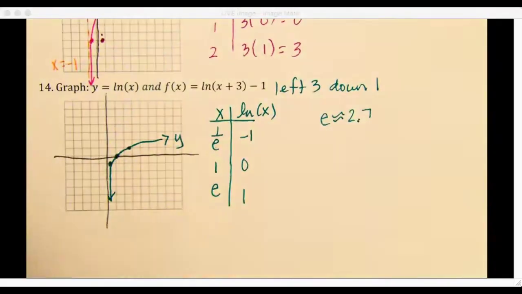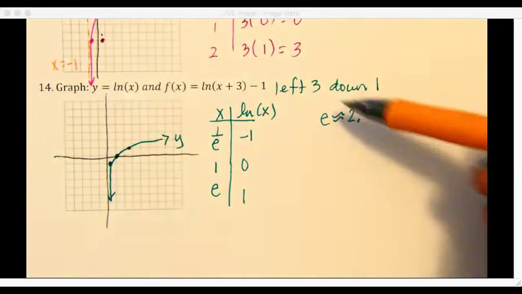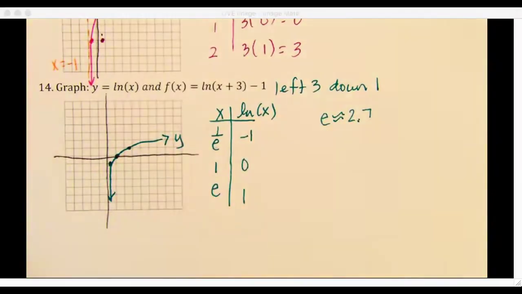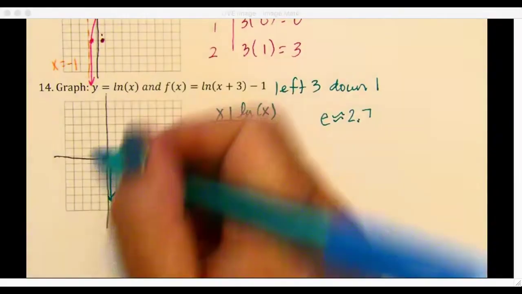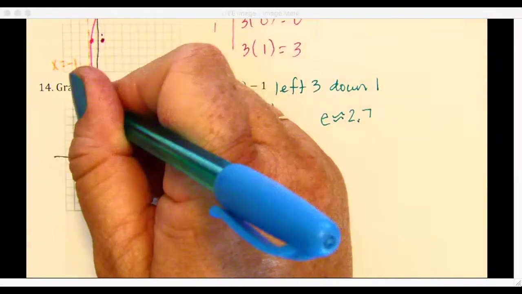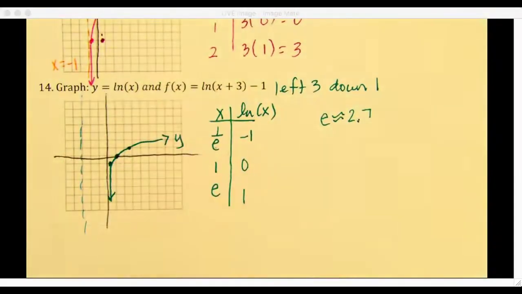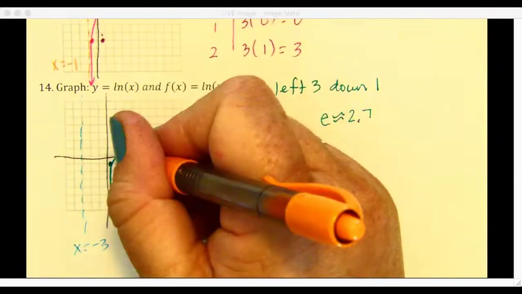And then we will graph f of x, which is shifting all of those points left 3 and down 1. Moving left 3 also moves my vertical asymptote. So instead of being at the y-axis, it's moved left 3. My vertical asymptote is here at x equals -3. And all of these points are shifting left 3 and down 1.